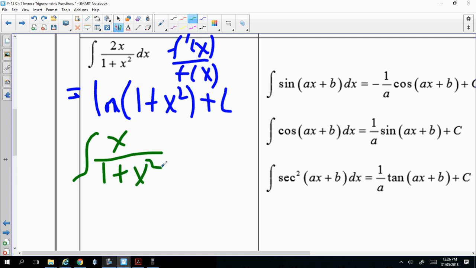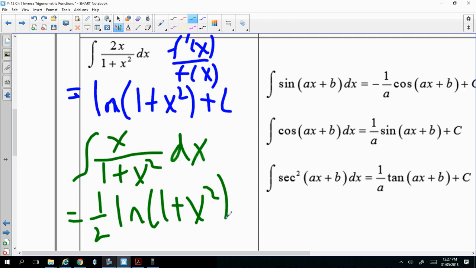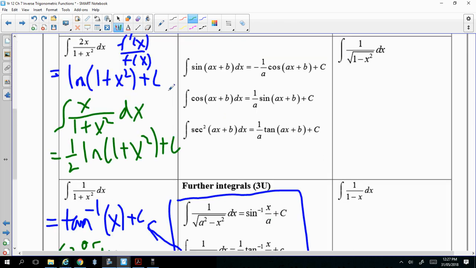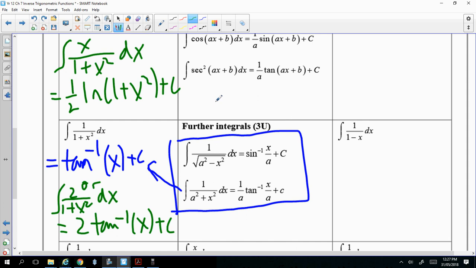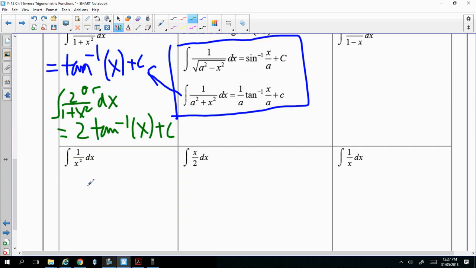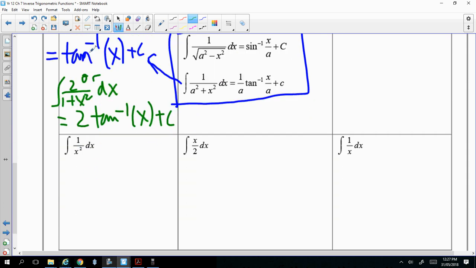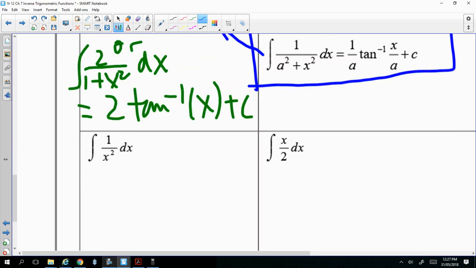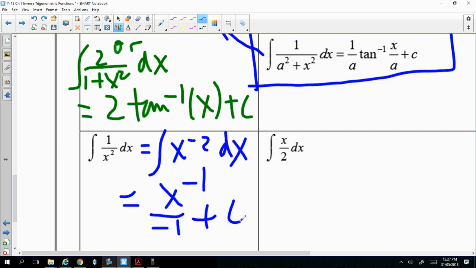Okay, what else out there? How about 1 over x squared? 1 over x squared, which formula? Yeah, you just write it in index form. X power negative 2, which is x power negative 1 on negative 1, which is negative 1 over x. Alright, we're going around the worksheet. Okay, how about the next one?